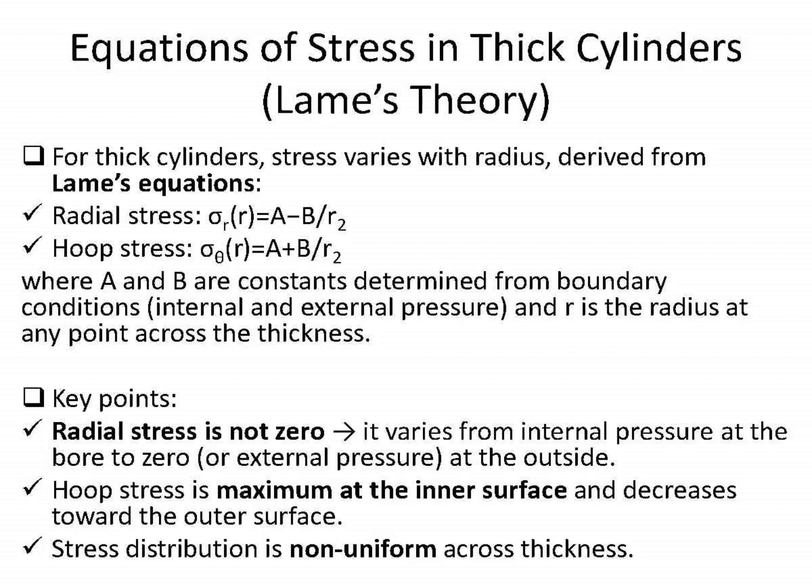Slide 11. Key points of Lame's theory in thick cylinders. Radial stress is not zero and must be considered. Hoop stress is maximum at the inner surface and decreases toward the outer surface. Overall, stress distribution across the wall thickness is non-uniform, which makes thick cylinder analysis more complex than thin cylinder analysis.